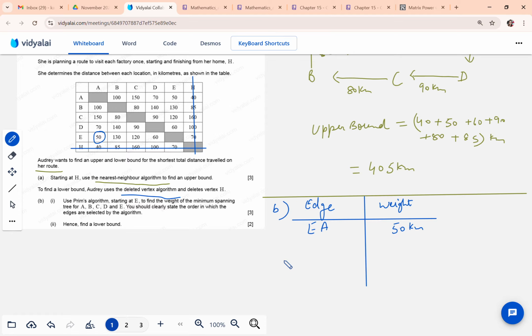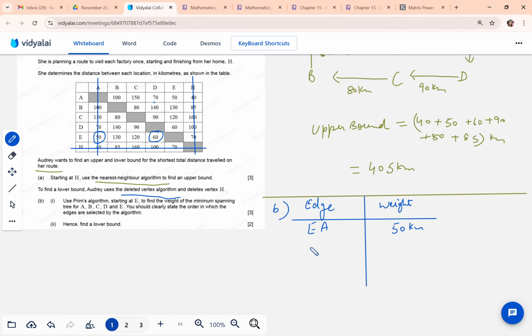Now again, we will not repeat the same vertex that we have already taken. Now we will take the edge connected to either of these two vertices which has the minimum weight. So now I have considered A, so we can cross that. Now we will see from E or A, which one has the nearest vertex. You can see here there is 70 in this case, and here we have 60. So we will consider the least one, that is 60.